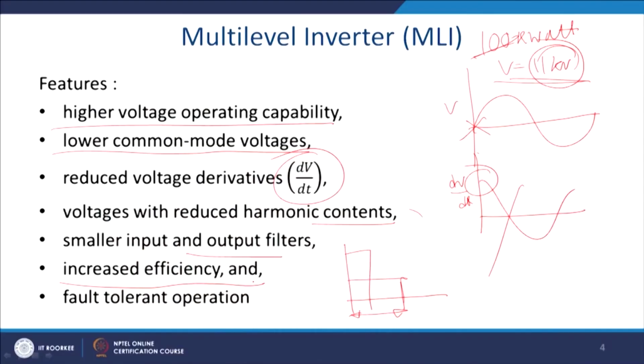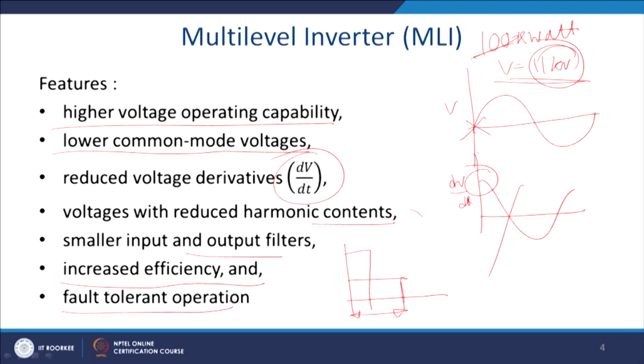So, for this reason we need to increase the voltage level. As I told you, the cost of a device rating is a square of the voltage rating. So, definitely it makes sense to use lower level devices, thus reduce the device rating, and go for the multi-level inverter, even though component counts are more, and thus it increases efficiency and fault tolerant operation is also possible.